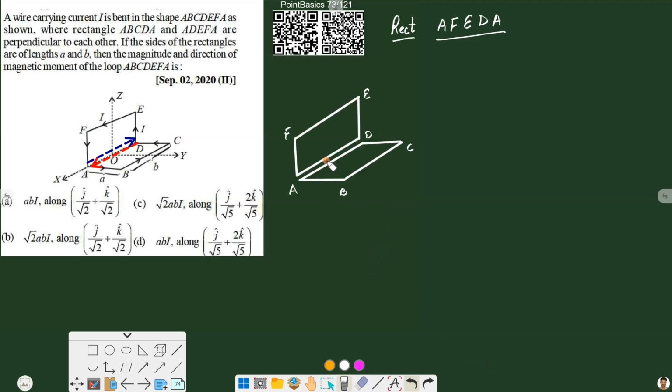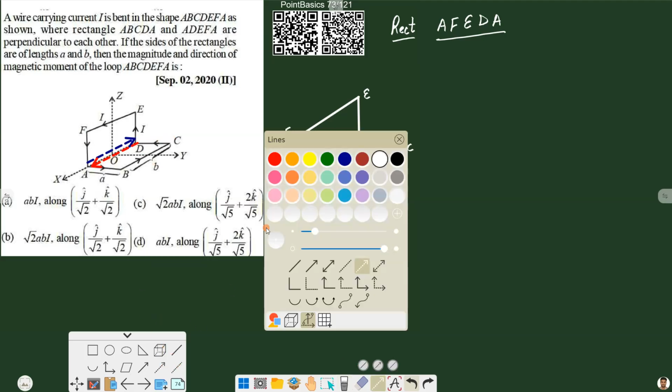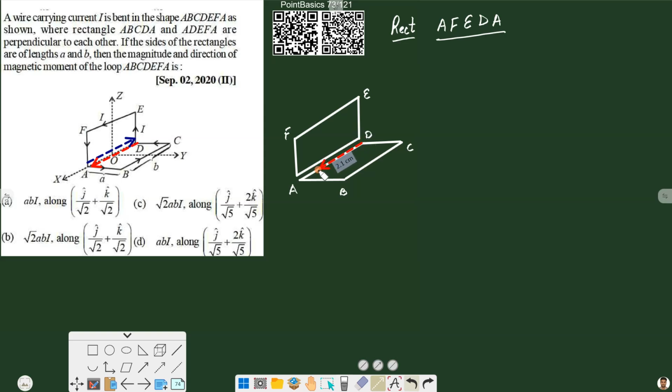So our loops will look something like this: we have a loop A, B, C, D, and this side AD is represented by the red arrow which we have drawn here. This is the red connection we just made between D and A, and that A and D in the second loop. This is the blue connection we just made here. So that's how we are getting two loops.